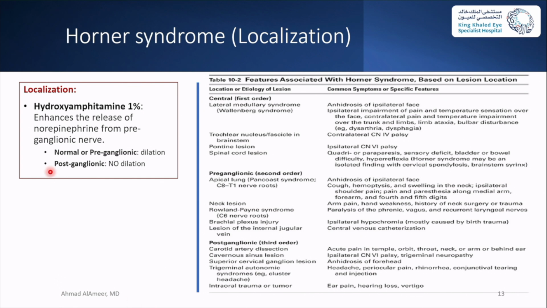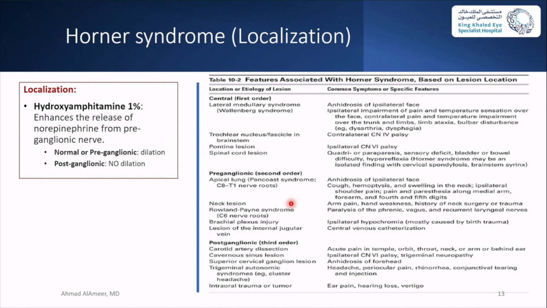It enhances the release of norepinephrine from the preganglionic nerve. In preganglionic Horner syndrome, you will have dilation. If it's postganglionic, no dilation. Again, this is not practical. You need to image the whole tract. You need to take history from the patient and examine also. You can ask your neurology colleague to examine the patient, examine the neurological system.